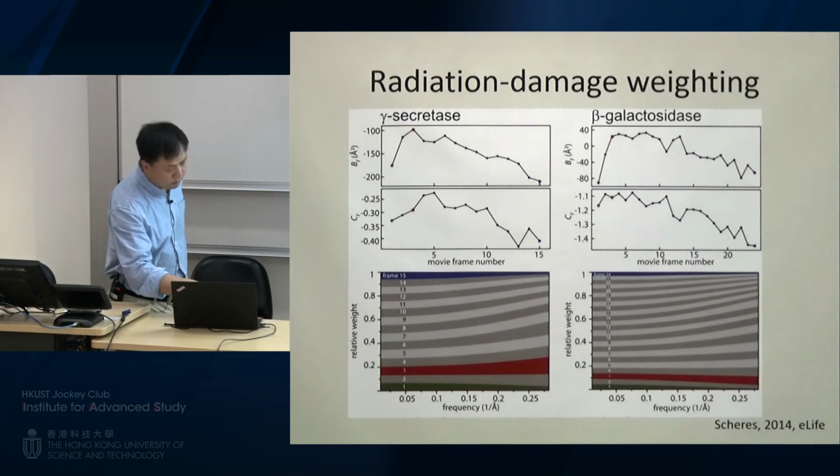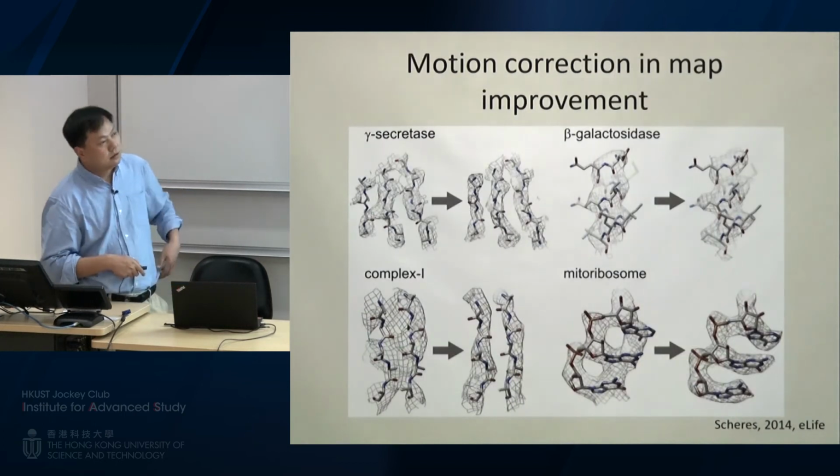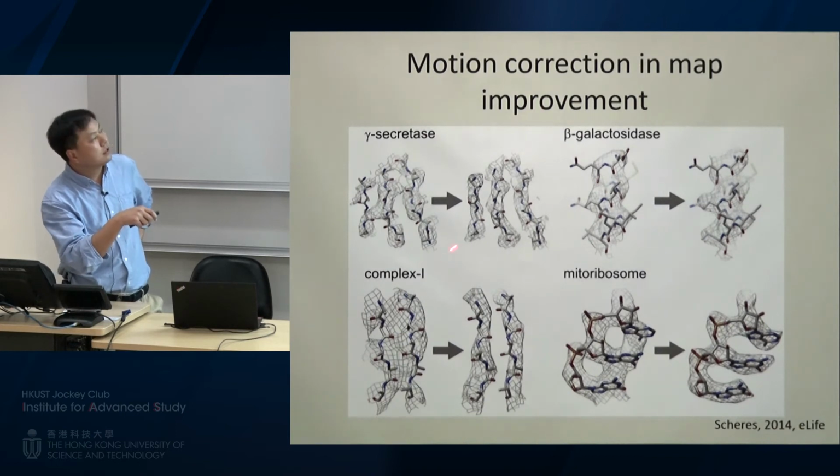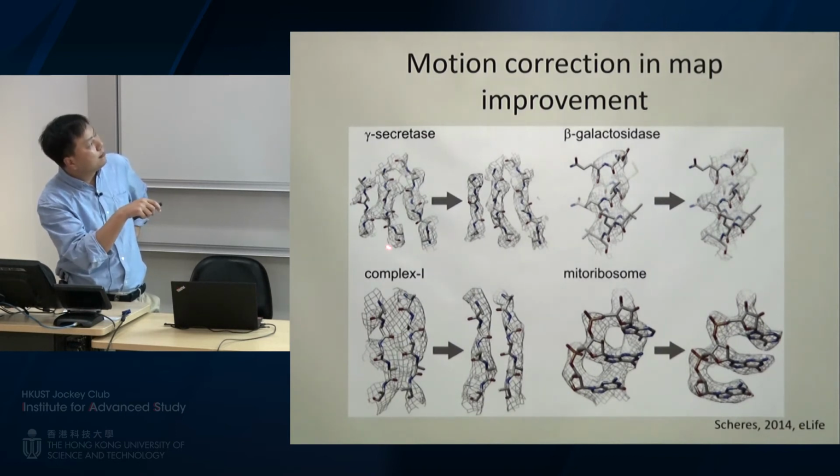So the movie processing and the motion correction are very important for 3D structure. For example, before motion correction, we only get a map like this. But once the particles are properly processed, then we have a much improved map. And you can also see other cases.